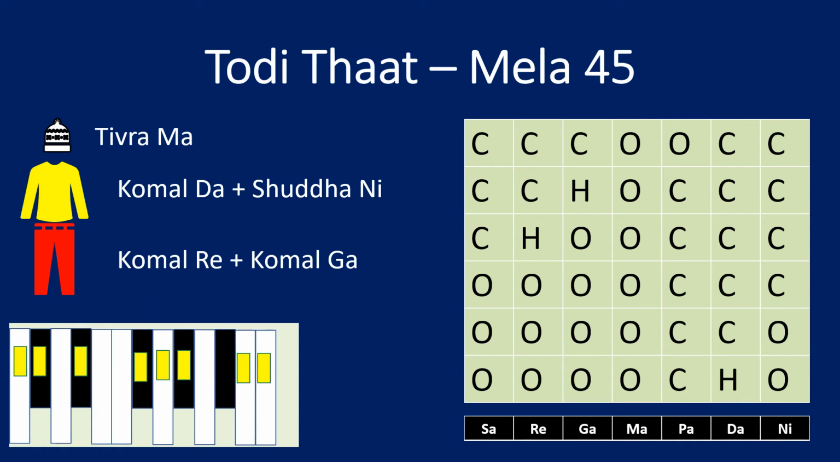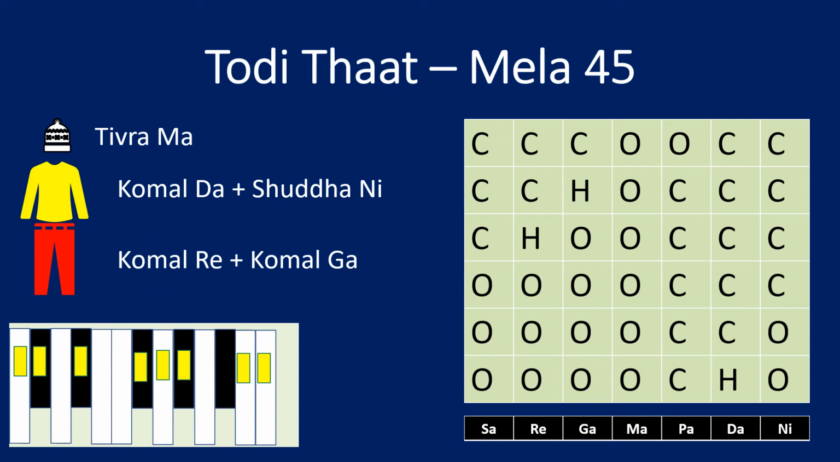Now let us look at how what is currently called Todi Thaat is structured. Here the Ma is Tivra as in Yaman, but three of the notes are Komal, the Da, Re, Ga, but the Ni is Shuddha. So on a piano keyboard using C as Sa, 4 black keys need to be pressed for the Re, Ga, Ma and Da.